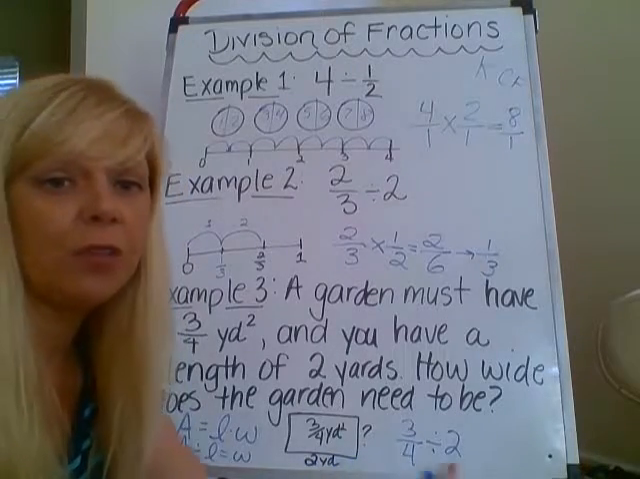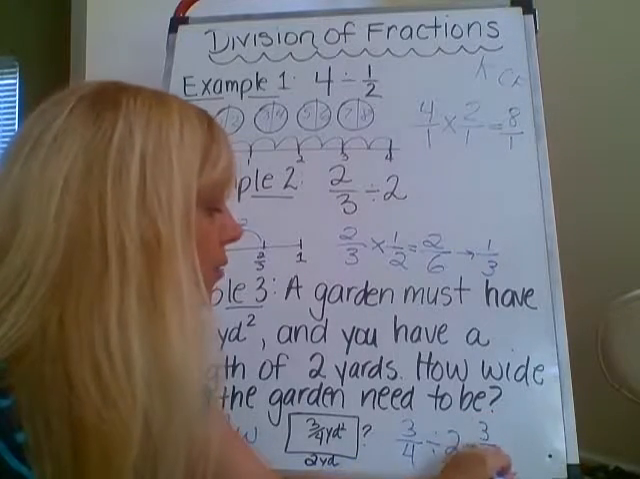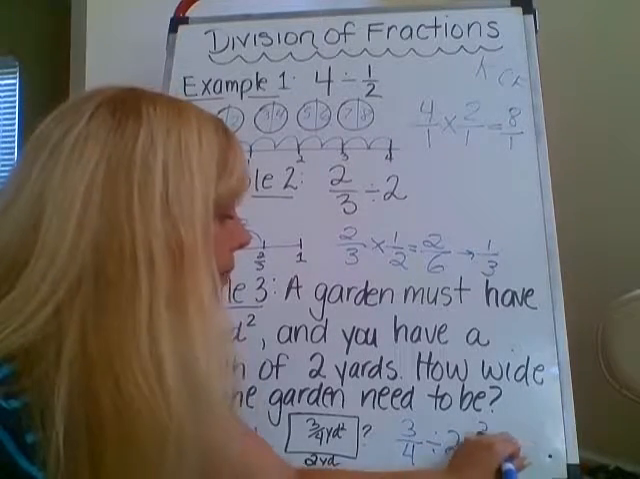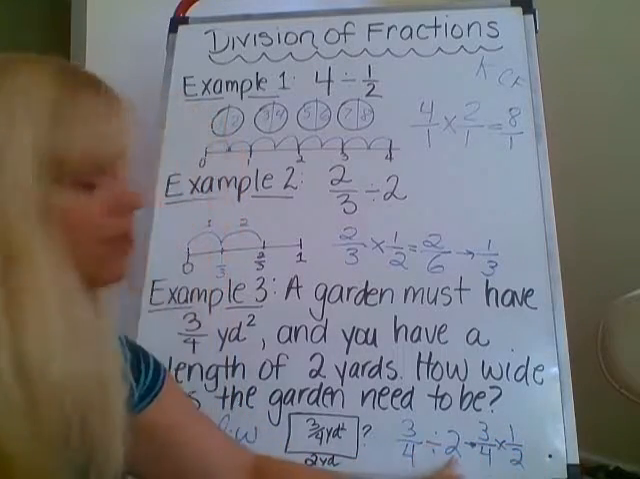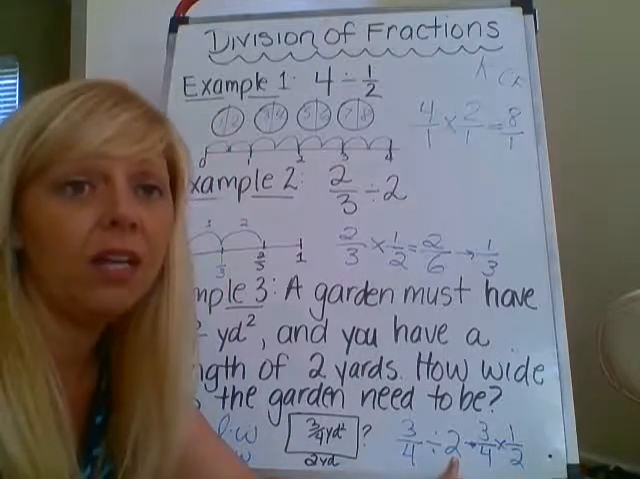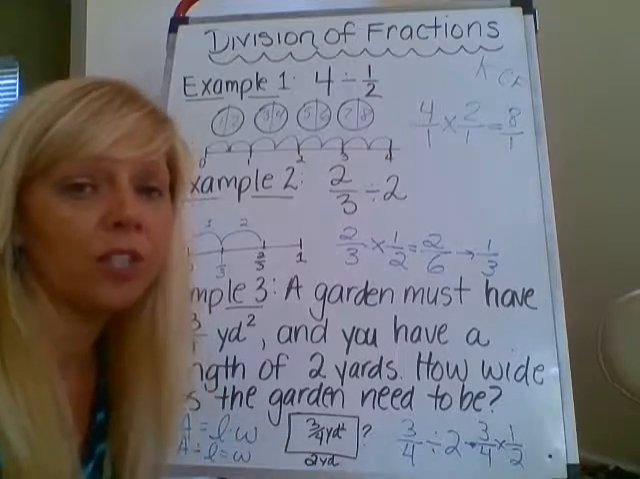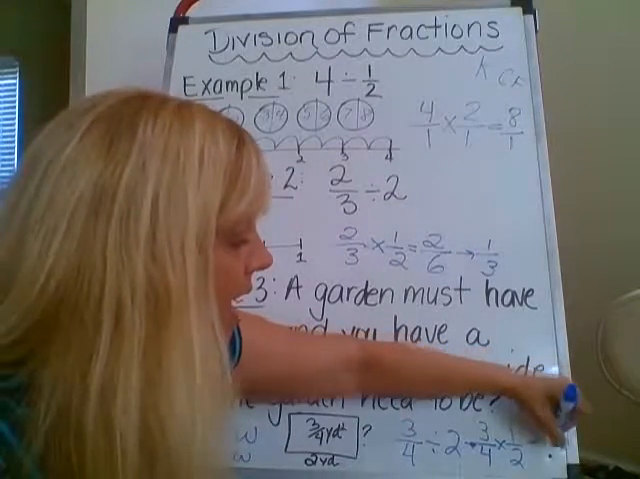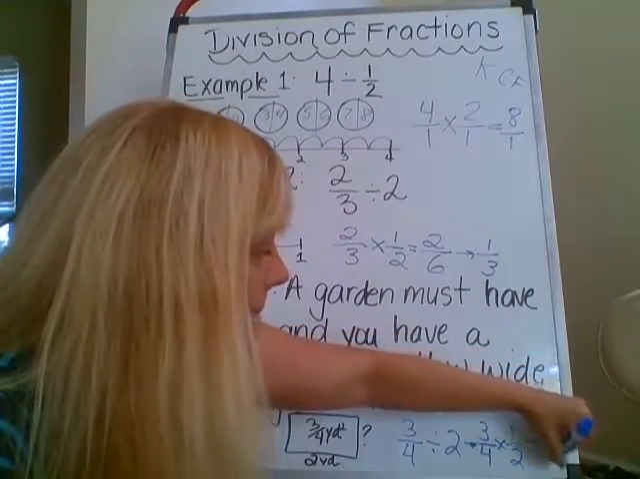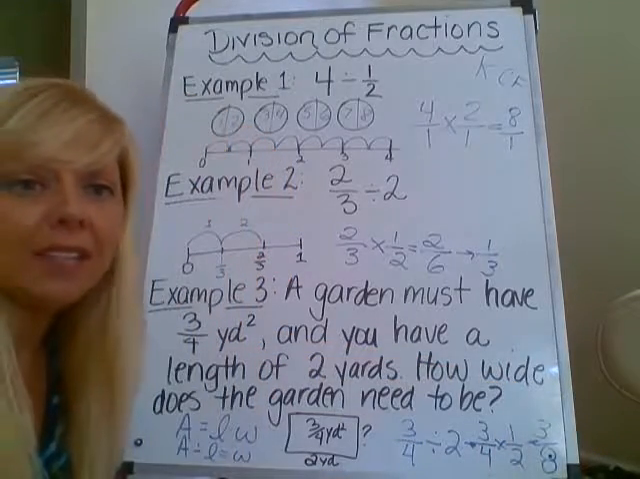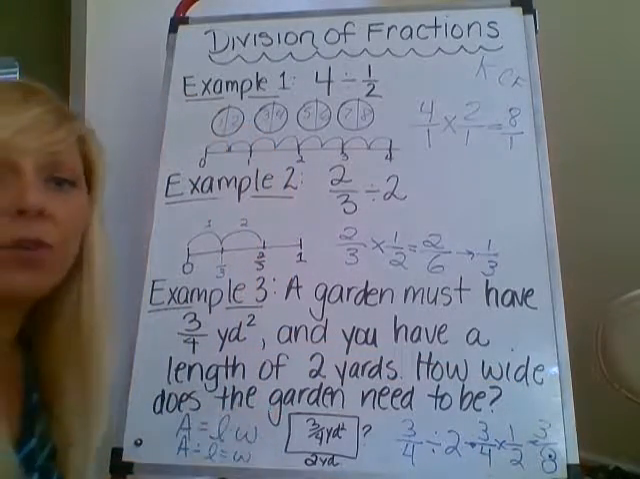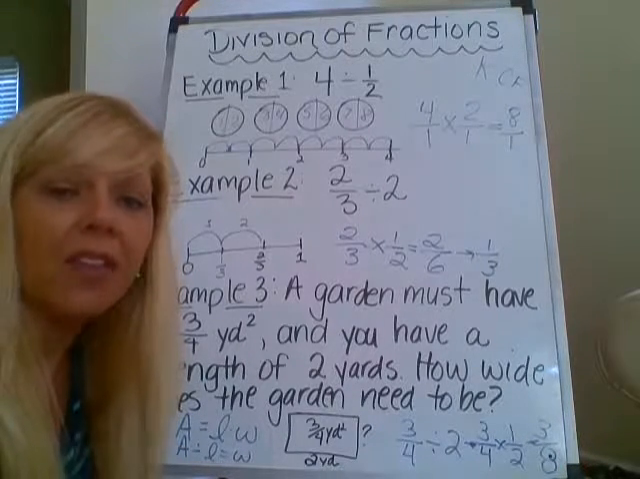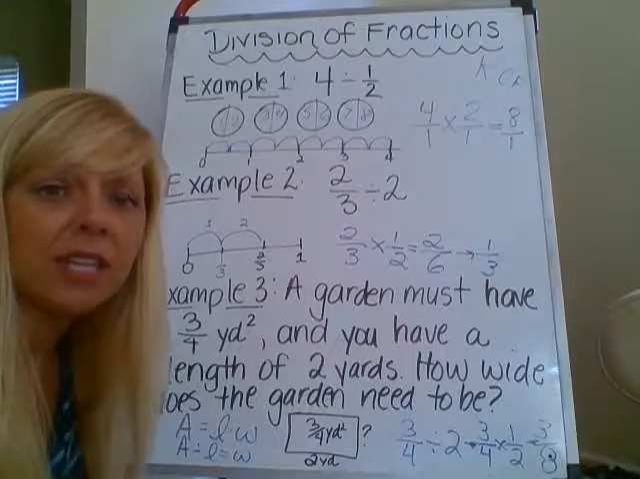Again, I keep, change, flip. So that becomes 3/4, draw my arrow, 3/4 times 1/2, because remember this is 2/1 with the 1 not drawn. So when I take the reciprocal, it becomes 1/2. And then I multiply straight across. So 3 times 1 is 3, and 4 times 2 is 8. So I need the garden to be 3/8 of a yard wide in order for all my plants to live a happy and healthy life. And that is how you divide fractions and whole numbers.